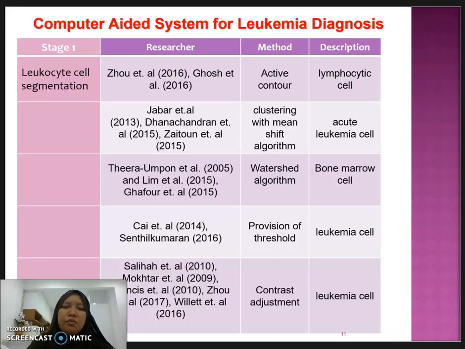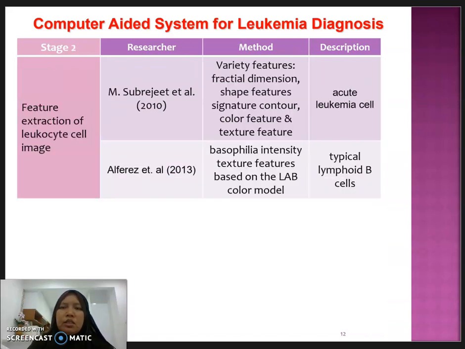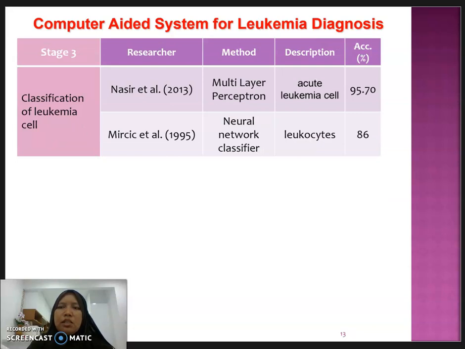So let's see the previous work related to this study. Normally, papers related to this study can be divided into 3 stages. The first stage is leukocyte cell segmentation. The second stage is feature extraction of leukocyte cell images. And the last stage is classification of leukemia cells. The difference between my research and others is that previous research concentrated on only one type of acute leukemia, either AML or ALL.